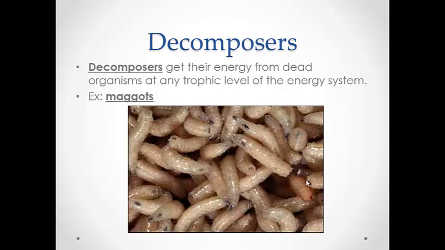There's such a thing as decomposers, and the job of decomposers is super important to the ecosystem. Decomposers, like the one shown here, get their energy from dead organisms, and they break down dead organisms and return the nutrients to the earth. So, when an animal or an organism dies, things like maggots, fungi, mushrooms, or worms break down the dead matter and return the nutrients to the soil.